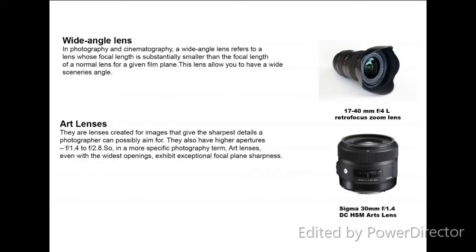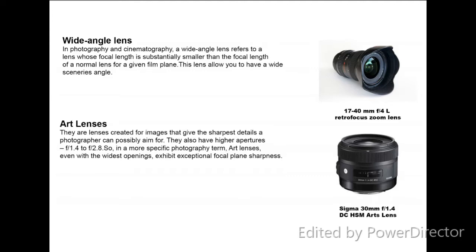Okay, the next one is the wide angle lens. In photography and cinematography, a wide angle lens refers to a lens whose focal length is substantially smaller than the focal length of a normal lens for a given film plane. This lens allows you to have a wide scenery angle.